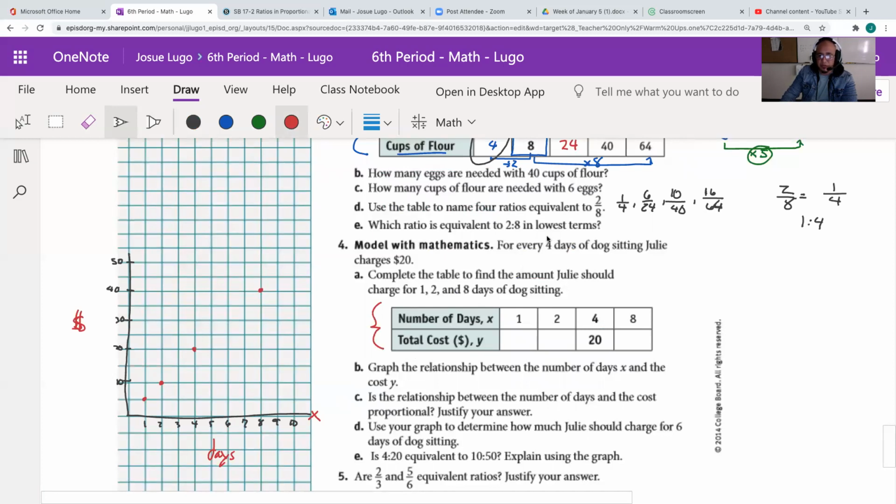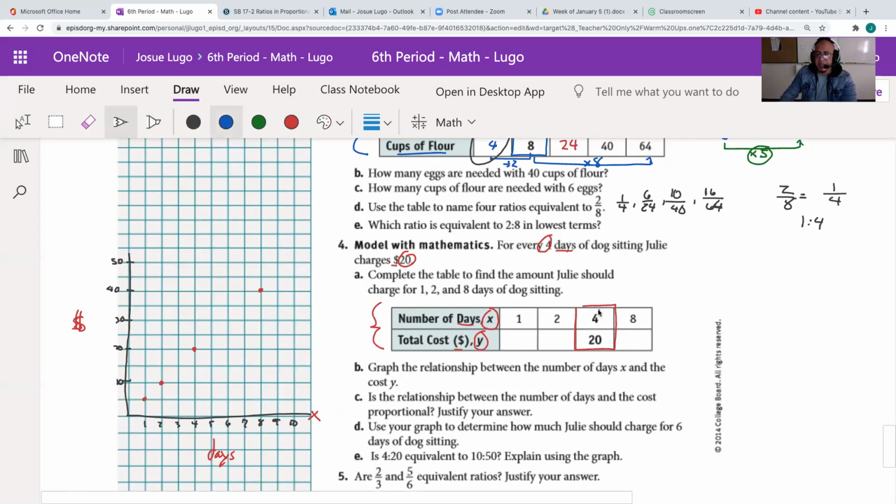And it reads, for every 4 days of dog sitting, Julie charges $20. So we're comparing now days to dollars, and our days is going to be the x-axis, and our cost, or what she's charging, is going to be our y-axis. Okay, after you copy the table, notice that they already gave us the relationship 4/20. 4 days is $20. Let's continue filling the table though.